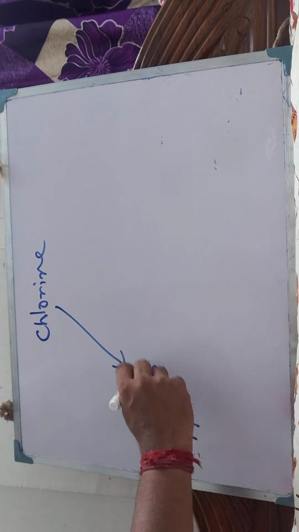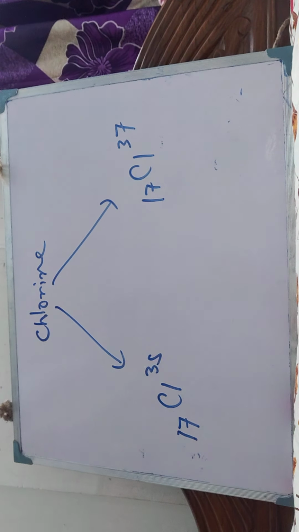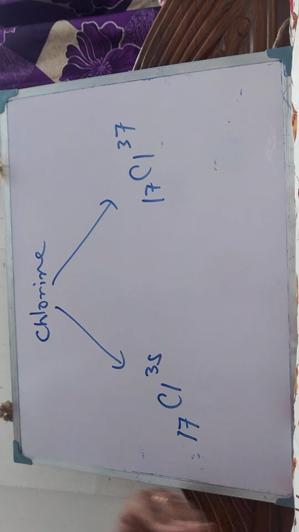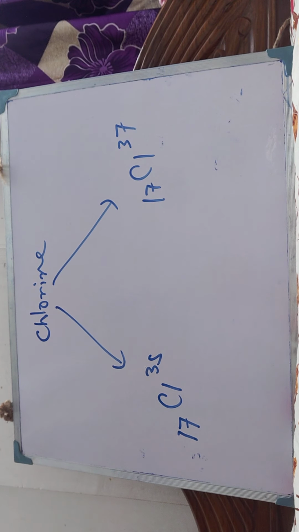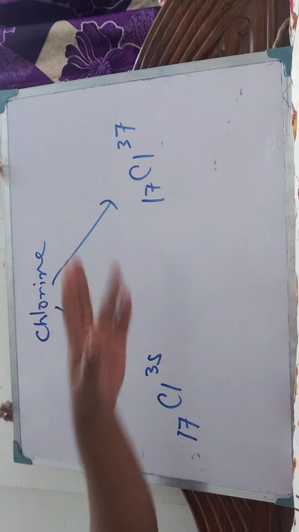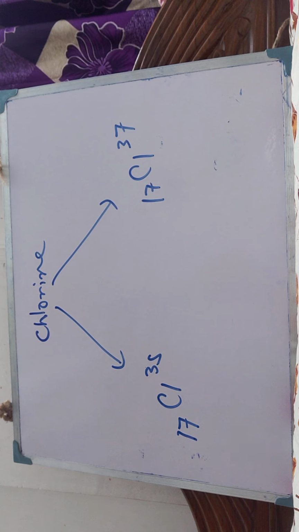One is known as 17Cl35, and the other one is 17Cl37, and both of them are found in nature moderately. That is why we get a confusion. In case of hydrogen, we consider one as the main hydrogen. In case of oxygen, 8O16 is considered as the main oxygen. But in case of chlorine, we are very much confused which one is to be considered as the original one. That is why we need a what? Correction.